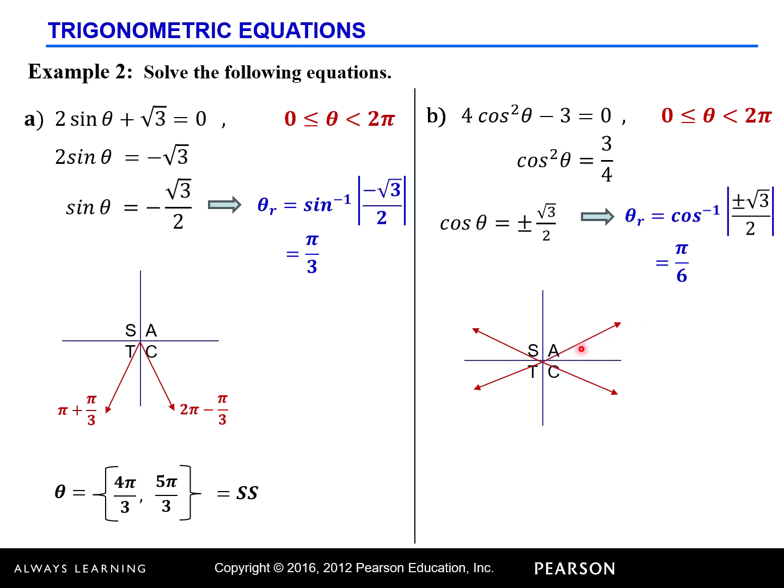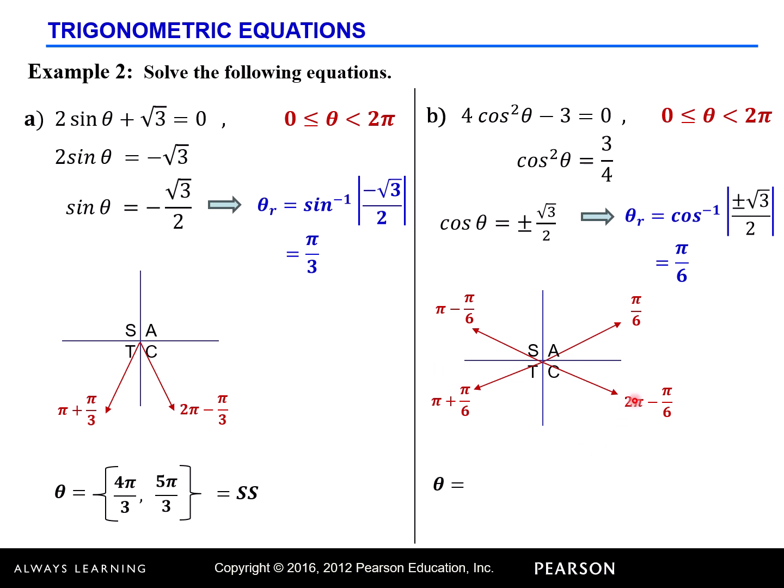Since the angle is in the first quadrant, the angle here is always equal to the reference angle, which is pi over 6. For the second angle in the second quadrant, since the angle is less than pi, it should be pi minus the reference angle, which is pi over 6. For the third angle, in the third quadrant, since this is more than pi, it should be pi plus the reference angle. And in the fourth quadrant, since this is less than 2 pi, it should be 2 pi minus the reference angle.